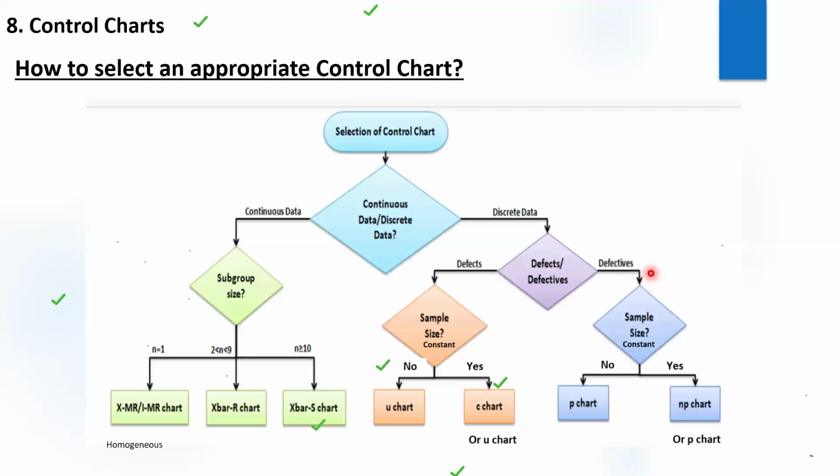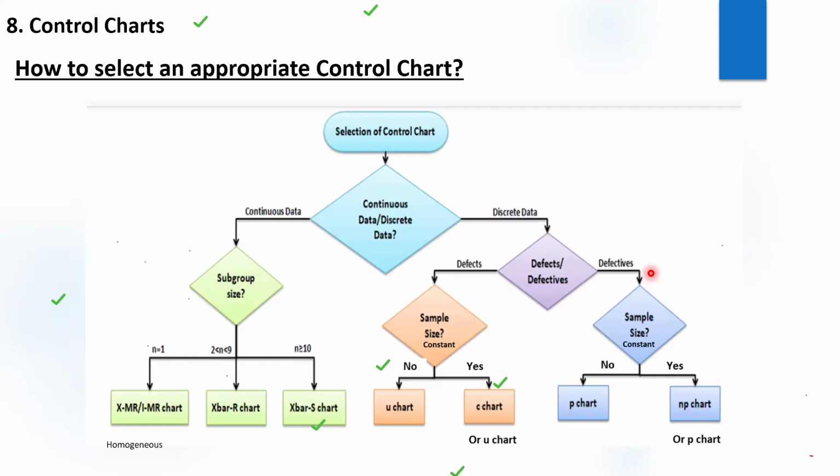One is that ink is coming out of it. Second, the cap is not working, I'm not able to press the cap. And suppose third is that the tip is broken. So all those defects are observed in a single pen. So my rejection is one pen, I rejected one pen. That is called a defective. This is the defective pen, but it has 3 defects. So that is the difference between defectives and defects.